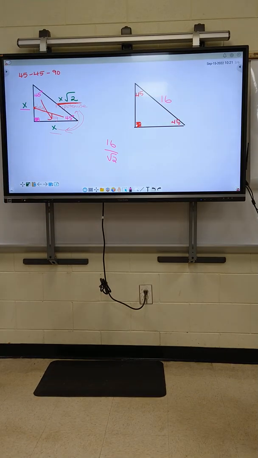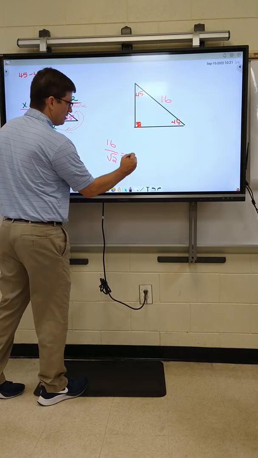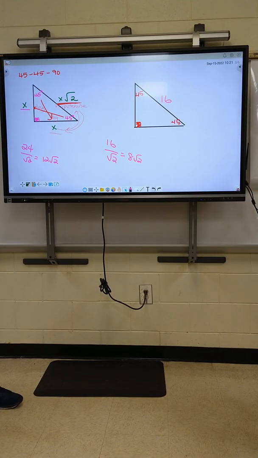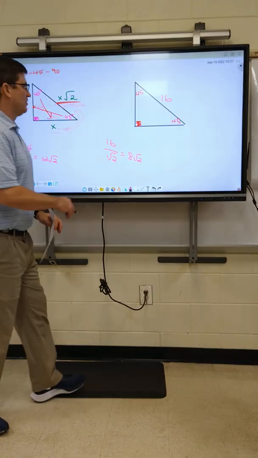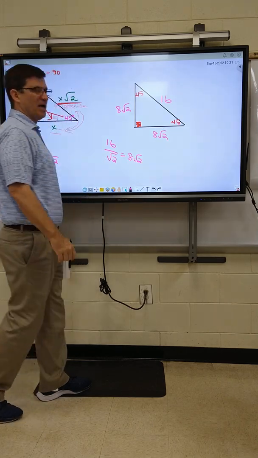Now, based on what we did on the first problem, there is a pattern you can follow. The first problem, we had 24 divided by root 2. It gave us 12 root 2. So here's what you do. You take 24 divided by 2 and get 12 and put the root 2 beside it. So this would have to be 8 root 2. Check me on the calculator, but using our pattern, that should work. 16 divided by 2 is 8, and put the root 2 in. So this side is 8 root 2, which means this side is 8 root 2, because the legs are always equal.